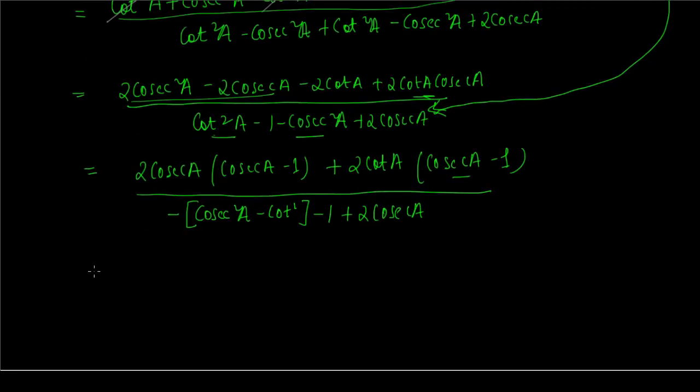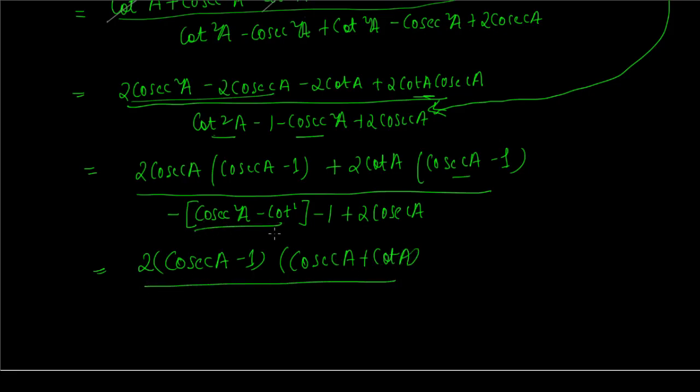So now you can take cosec A minus 1 common from both of these. So you get cosec A minus 1 into 2 can come out from these two, right? Cosec A plus cot A. Clear? Divided by, this is 1 again. Cosec square A minus cot square A is 1. Right? So you get minus 1 plus 2 cosec A. That's it. We got our answer.